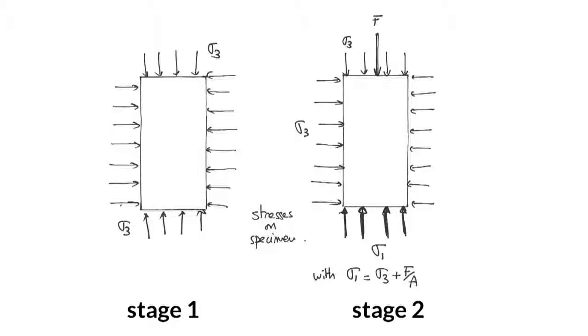In a later stage, stage 2, a vertical load F is applied through the piston, and that creates an extra stress onto the specimen. You can see the resulting stress, sigma 1, plotted at the bottom of the specimen on the right-hand side of the figure. Sigma 1 equals the initial stress, sigma 3, plus the force divided by the cross-sectional area. So during this stage, F is increased gradually until failure is reached. During this time, this confinement, sigma 3, is kept constant.